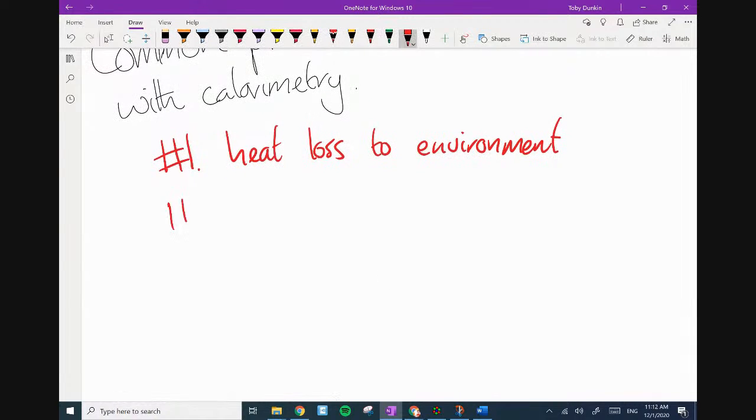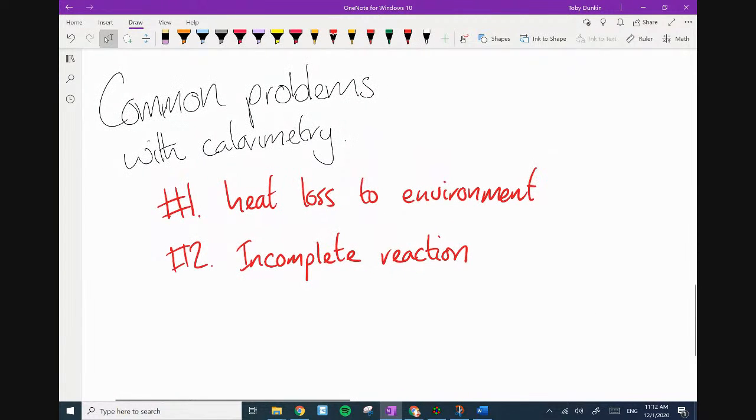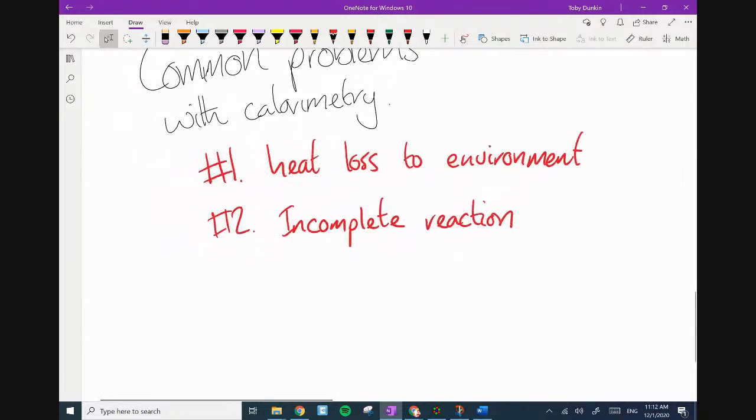Number two, an incomplete reaction. So the reaction didn't finish. Very, very common. The reason being is a lot of times, if you're using a solid, for example, for the solid to completely be reacted, it has to be turned into a soluble product or something that will dissolve into the water. And it may not do that. There's usually stuff left over, stuff that doesn't react.